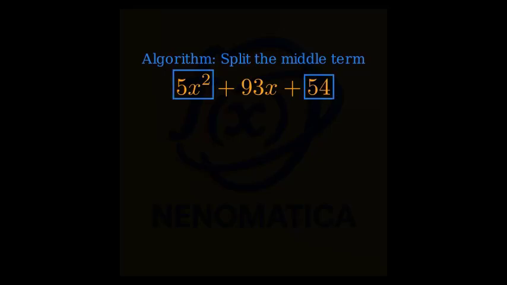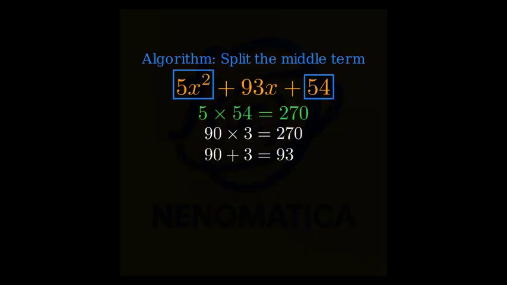Step 1. Multiply the coefficient of x squared, 5, by the constant term, 54. So 5 times 54 equals 270. Step 2. We split the middle coefficient 93 into two numbers whose product is 270 and whose sum is 93. Those numbers are 90 and 3, because 90 times 3 equals 270, and 90 plus 3 equals 93. Step 3. Rewrite the quadratic by splitting the middle term into 90x plus 3x.